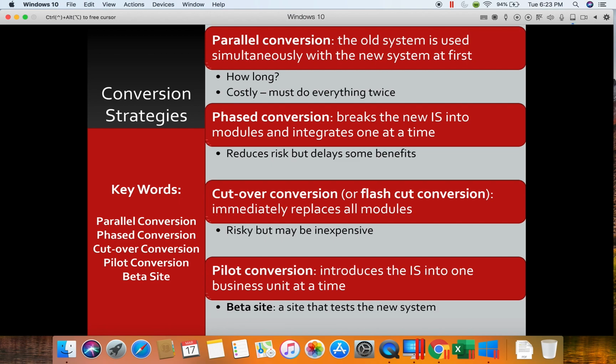And the last type of conversion is called a pilot conversion. Now the software textbook uses the example of a software company. If they're producing a product for a lot of different places, they might pick some beta sites, which are sites that are going to test that system. And they would implement in these beta sites for a pilot site first, and then move on and implement other places after they've resolved any problems.